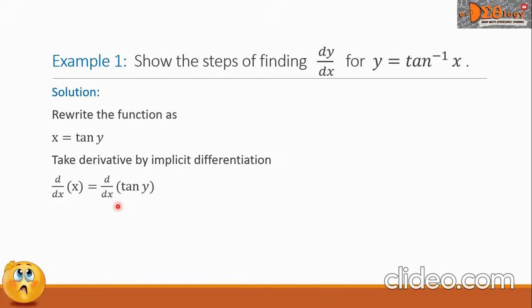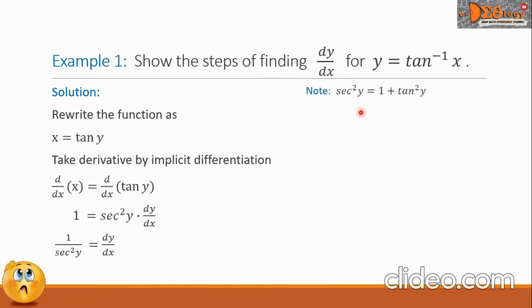And then, let us evaluate the derivatives respectively. The derivative of x is 1. The derivative of tangent y is secant square y times dy over dx. We want the value for dy over dx. Let us divide this equation by the coefficient of dy over dx, that is, the secant square y. So the value of dy over dx now becomes 1 all over secant square y.